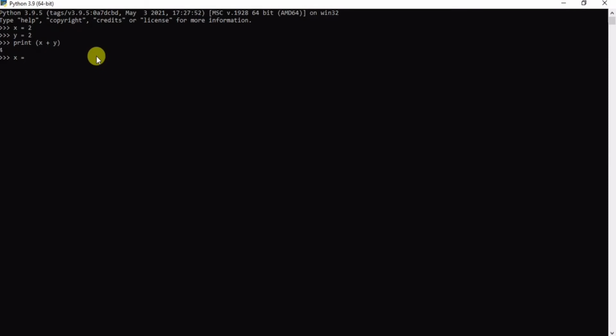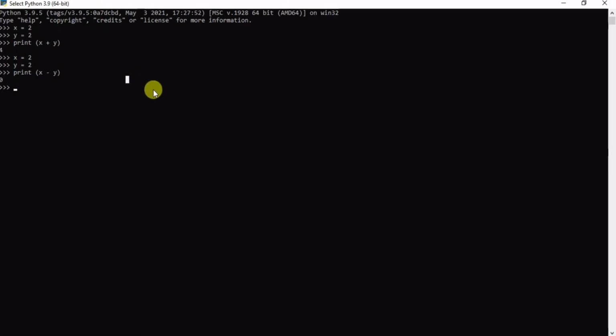The next example is subtraction, using the subtract operator on the values of the variables. Our variables are x and y, and the value of both is 2. Now we print x minus y. The answer is 2 minus 2 equals 0, and we can see the answer here.